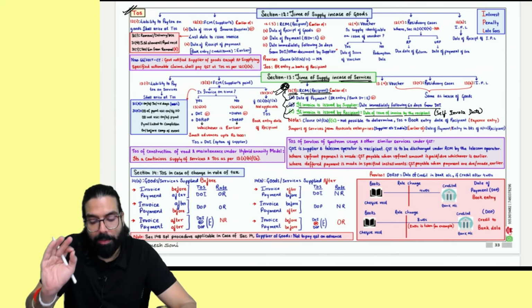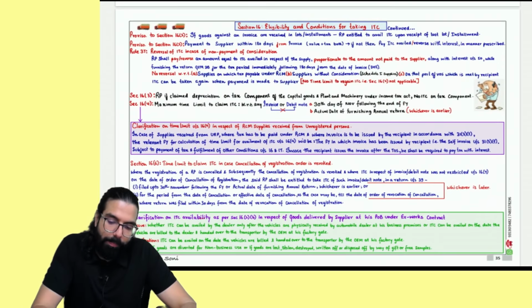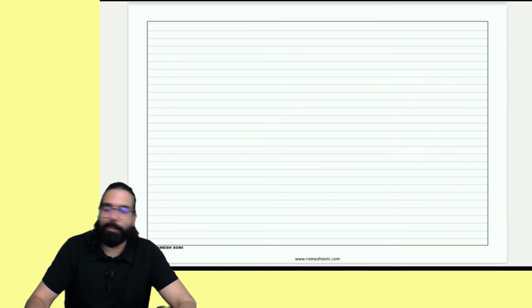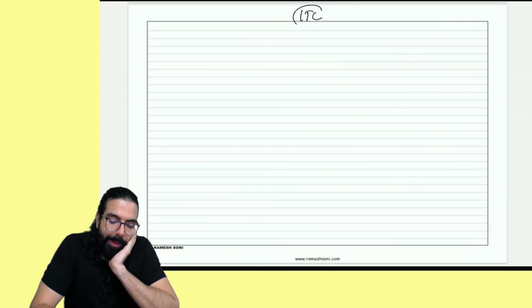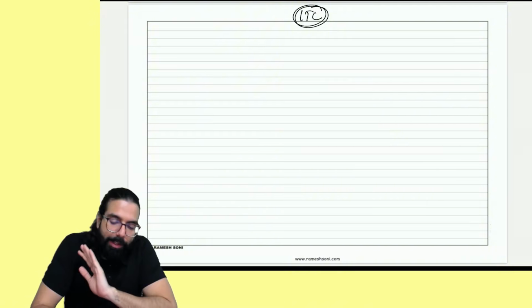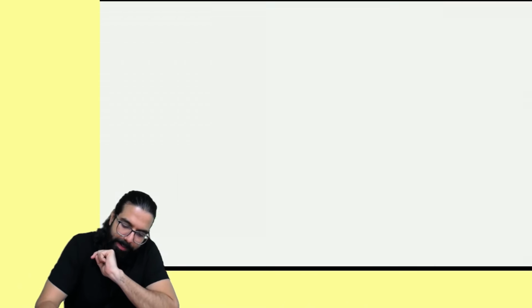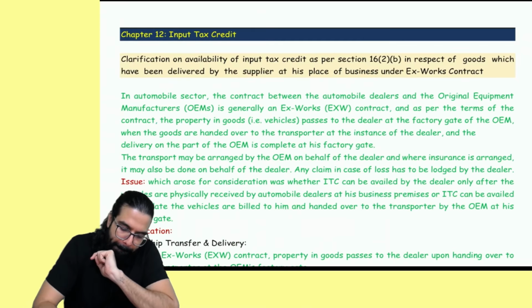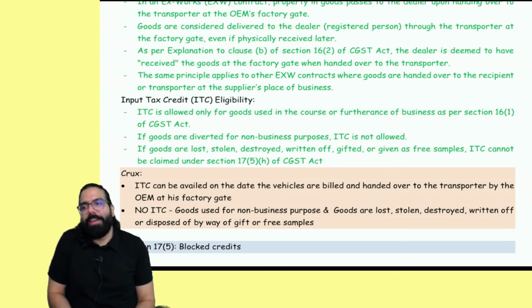Please, please, please remember this. Very, very important from the exam point of view. Done, sir. Now we come to the ITC chapter. Everyone tell me one thing. Now in input tax credit, section number 16(2)(b) was there.